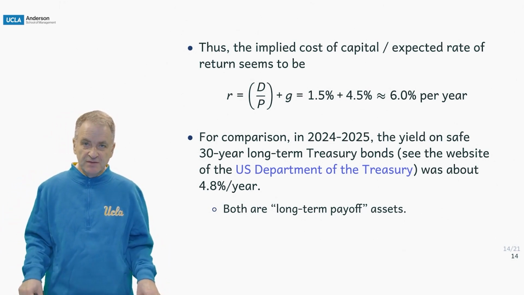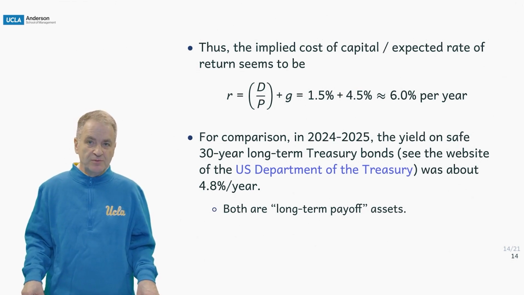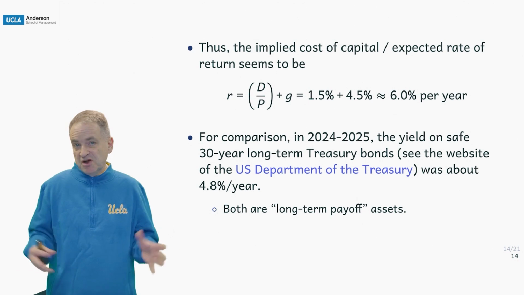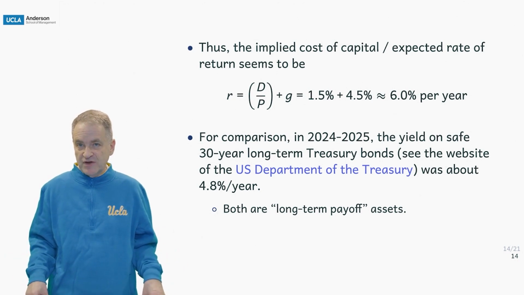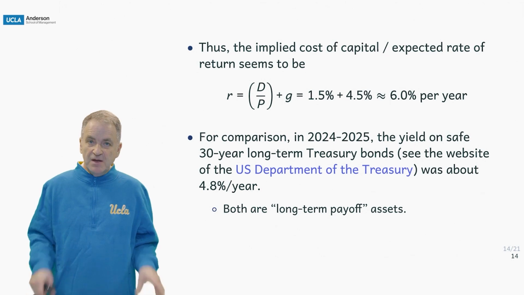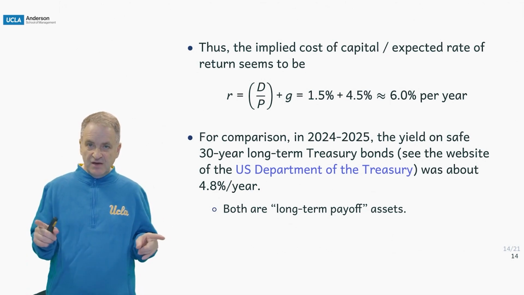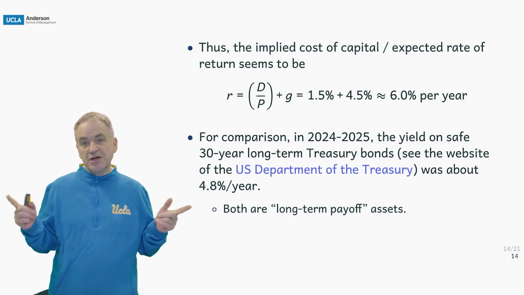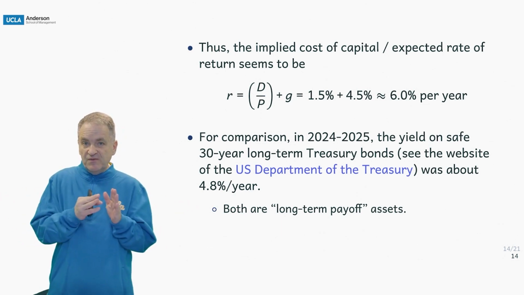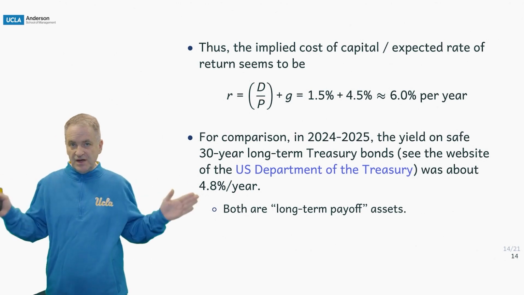For comparison, around the same time, the yield on safe 30-year long-term Treasury bonds, which you can look up on the US Department of the Treasury website, was about 4.8% per year. Both the payoffs on stocks and the payoffs on Treasury bonds, especially 30-year Treasury bonds, can be very long-term payoff assets. So they have flows for a very long time.